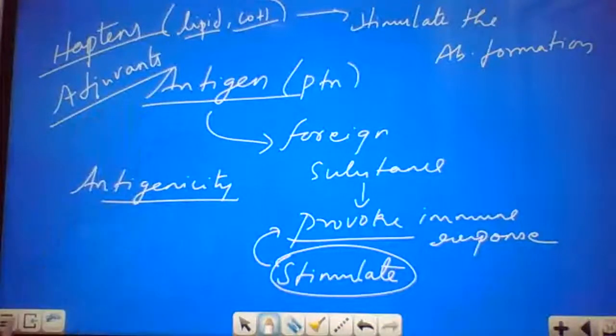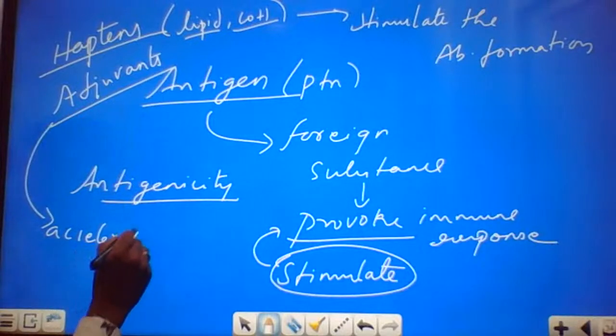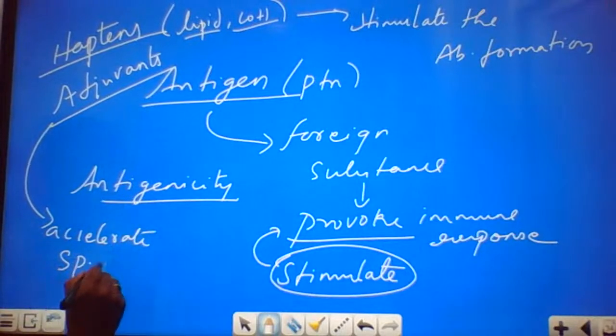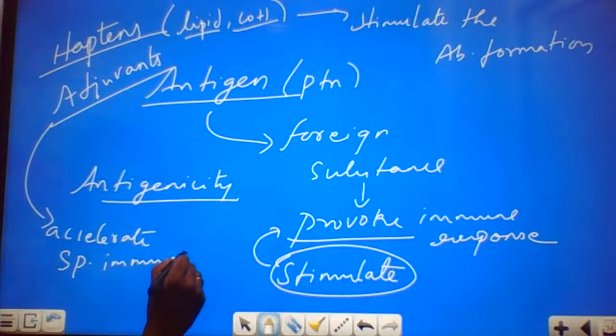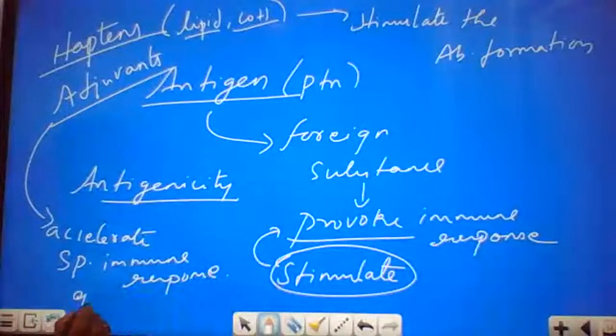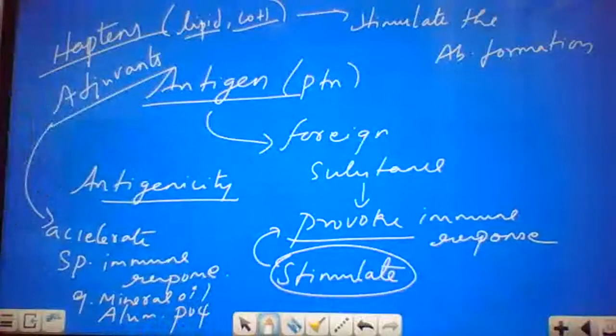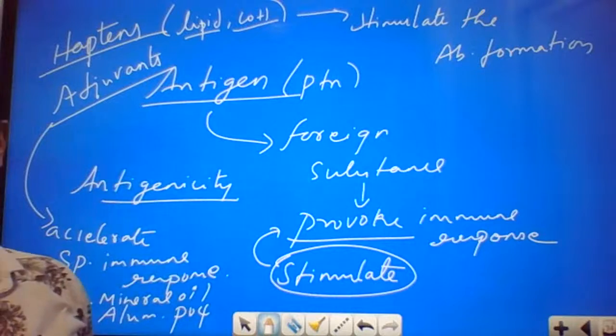Adjuvant. Adjuvant is also something which can accelerate the specific immune response. Can you give an example for adjuvant? Example, you take mineral oil, or you take aluminum phosphate. Sometimes they'll ask in a question: example for adjuvants.